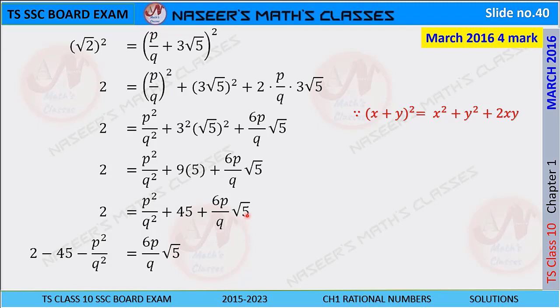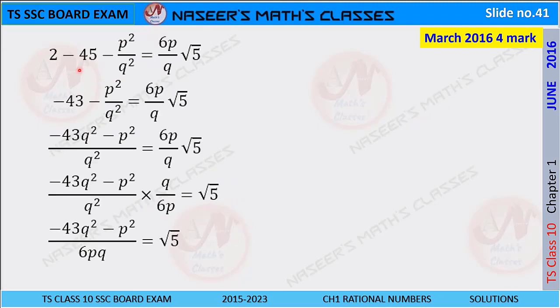Next we have to transpose p square by q square and 45 from RHS to LHS. Then we can write it as 2 minus 45 minus p square by q square is equal to the remaining term 6 p by q root 5. Simplifying 2 minus 45 we get minus 43. Next we take out the LCM as q square. Then we can write numerator as minus 43 q square minus p square.